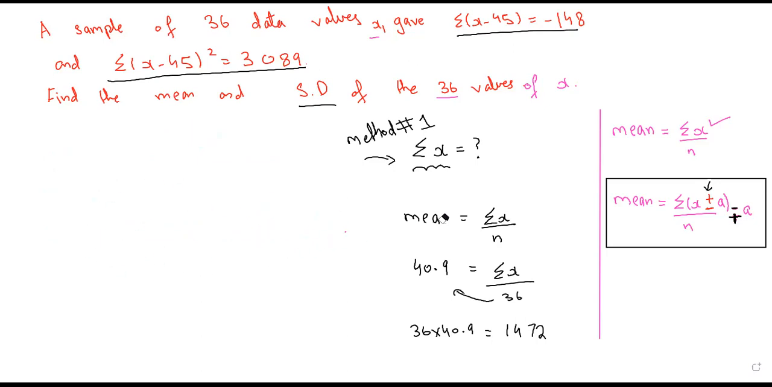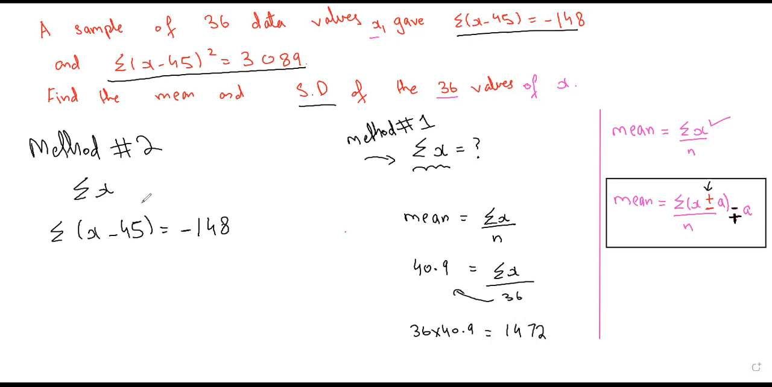Let's talk about method number two for finding summation x. Now we need to use common sense. Let's not get into too many formulas. What we know is summation x minus 45 is minus 148. This 45, this number right here, is subtracted from all the x values. That means we have subtracted 45, 36 times.